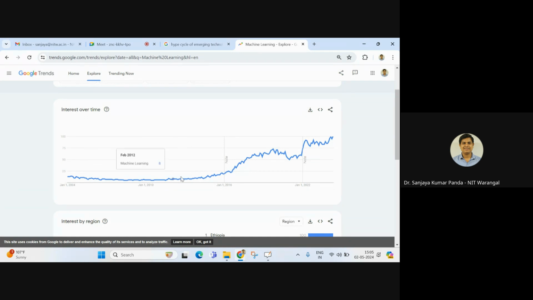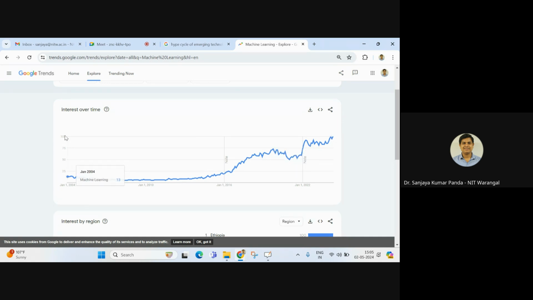So you will get a graph like this. What it indicates, if you look at 2004, is that the number of search queries received by Google related to the machine learning term is very low. However, you can see after 2016, it is increasing. And you can see the peak is reached in March 2024, that is 99.